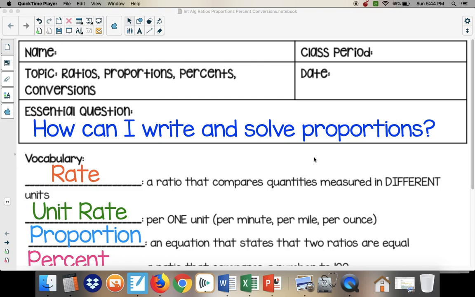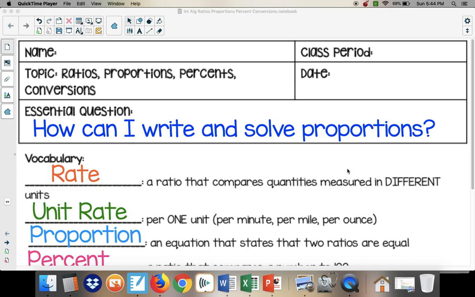Hello intermediate algebra students. So today you're going to listen to a video where we are going to review our ratios, proportions, percents, and conversions. And then when we come back after the weekend, we will go through and do some practice days to prepare us for our test next Friday.